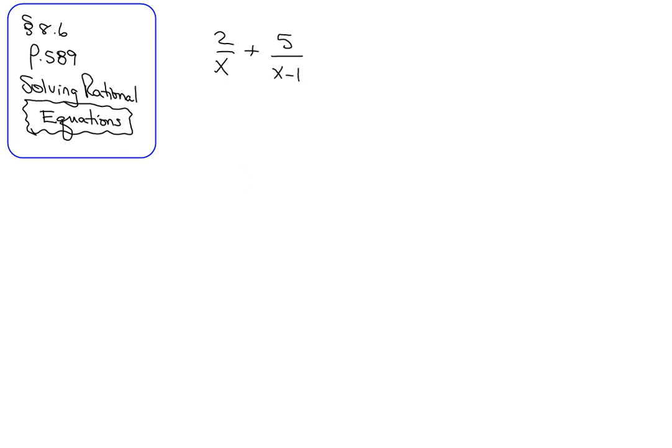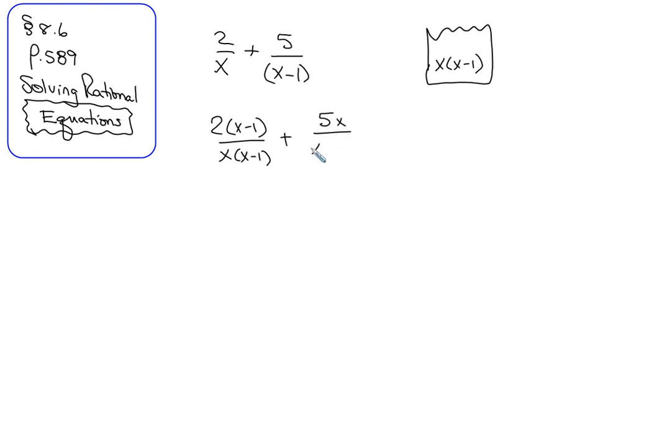And in order to put those together, what do we have to do? Get a common denominator. This doesn't factor. What's our common denominator going to be? X times x minus 1. Good. We need both of those in there to make them both happy. So this becomes 2 times x minus 1 over x times x minus 1 plus 5x over x times x minus 1. Because here the x minus 1 was new, so we have to put it on the top. Here the x was new, so we have to put it on the top as well as the bottom. That's 2 times x minus 1 plus 5x over x times x minus 1.